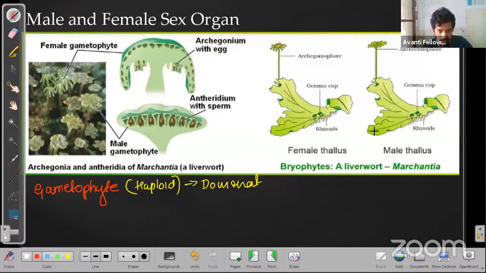Yes. So here you can see a female thallus and a male thallus. The female thallus has rhizoids and a thallus kind of body. And in the initial days it produces spore-producing structures, or I can simply say gamete-producing structures. These are called archegoniophore and antheridiophore.